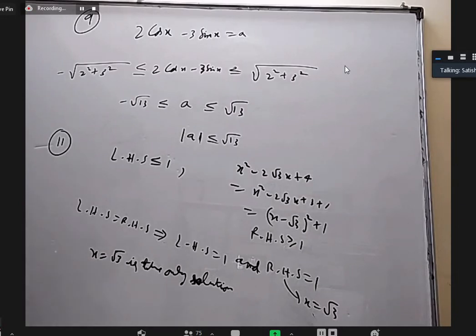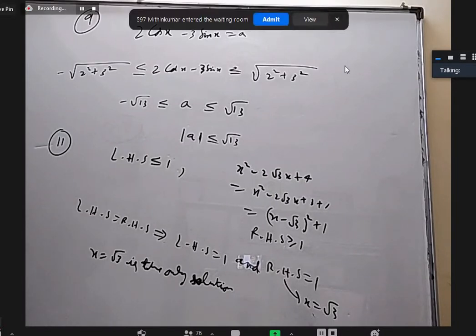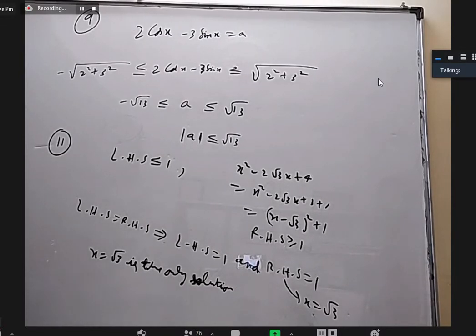Udalakshmi, are you there in the class? Yes, sir. Can you tell how to proceed with the 13th question? Sir, can we find the range of LHS? Yeah, we can find the range of LHS.